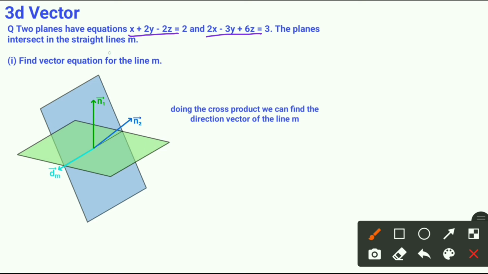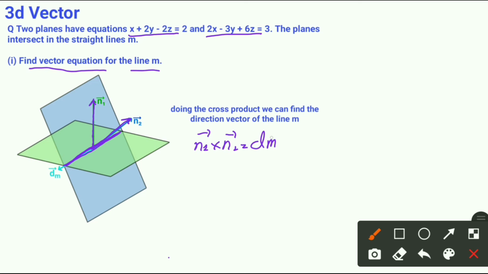Two planes have equations this and this. The planes intersect in the straight line M. Find a vector equation for the line M. So as you can see here, the normal of this green plane and the normal of this blue plane, since they're intersecting and forming a line, if we take the cross product of these two normals, we will get the direction vector of the line M.